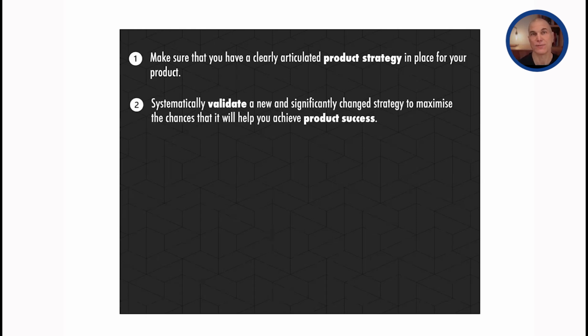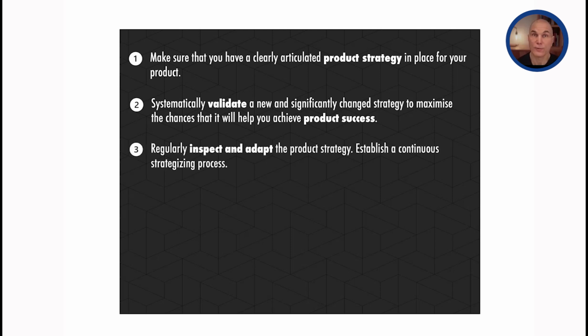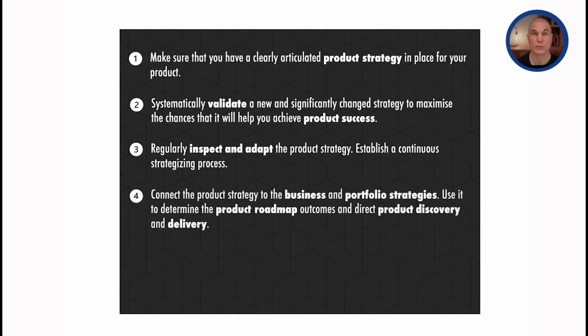And then once you've articulated your strategy, make sure that it's valid, that it's backed up by empirical evidence, and that it allows you to move your product forward, progress your product in an effective manner, that implementing that strategy is likely to result in a successful product. Then don't forget to regularly inspect and adapt your strategy and try and establish a continuous strategizing process. Connect the product strategy to other important plans in the enterprise. Make sure that you use your strategy ultimately to decide which items go in the product backlog.